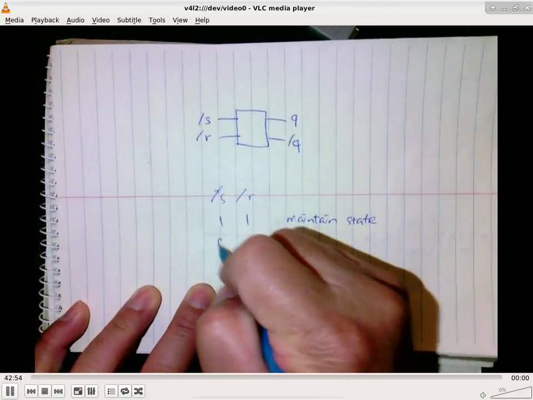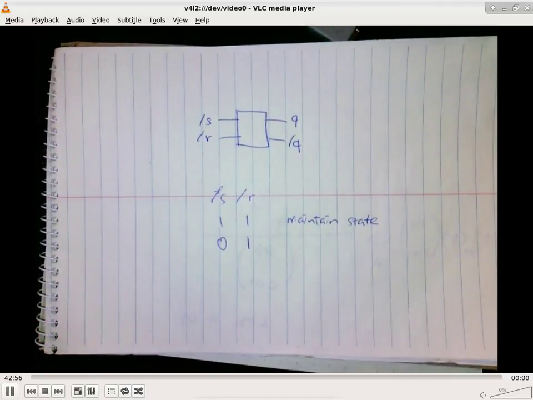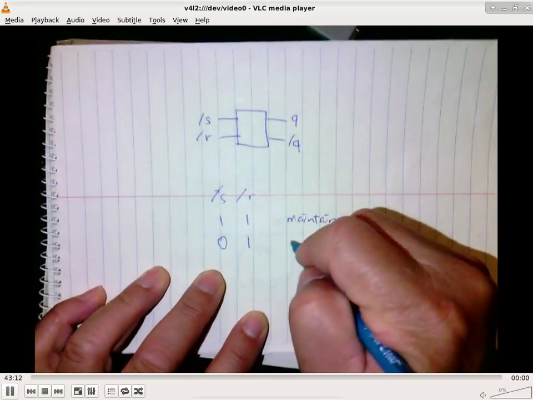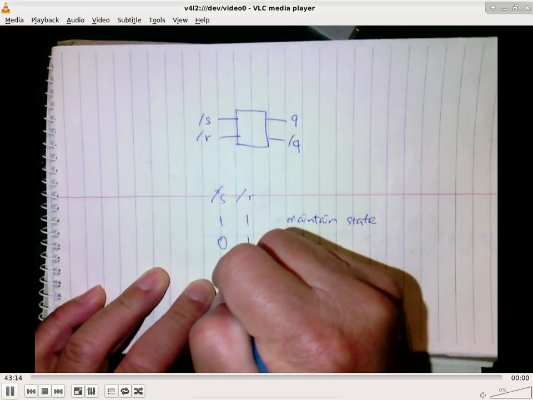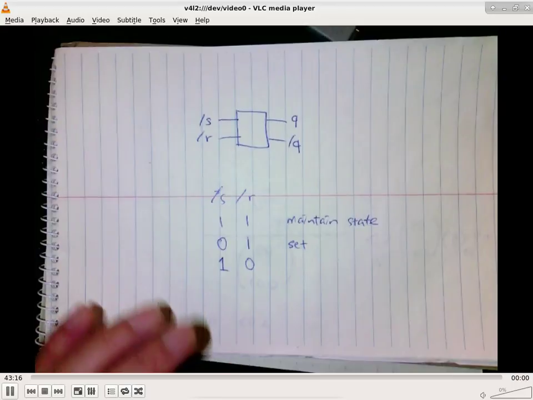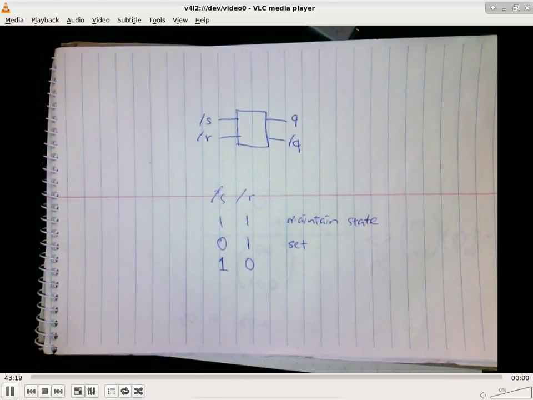When you have 0 1 as input, then you're asserting set in this case, because it's active low, and that's why you see a slash before the letter. So in this case, you're setting the latch, which means Q will become 1 if it wasn't 1 before. Is that okay? So this one is for setting the latch. If you have 1 0 as input, /S is a 1, /R is a 0, that means you're resetting the latch. Resetting the latch means Q is going to become 0.